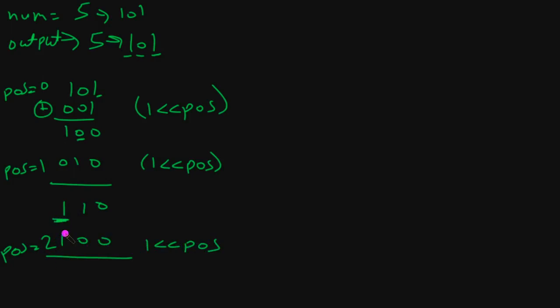So this bit will become 0, all others will remain the same. So it will be 0, 1, 0. Our output should be 0, 1, 0. So we already got our output.